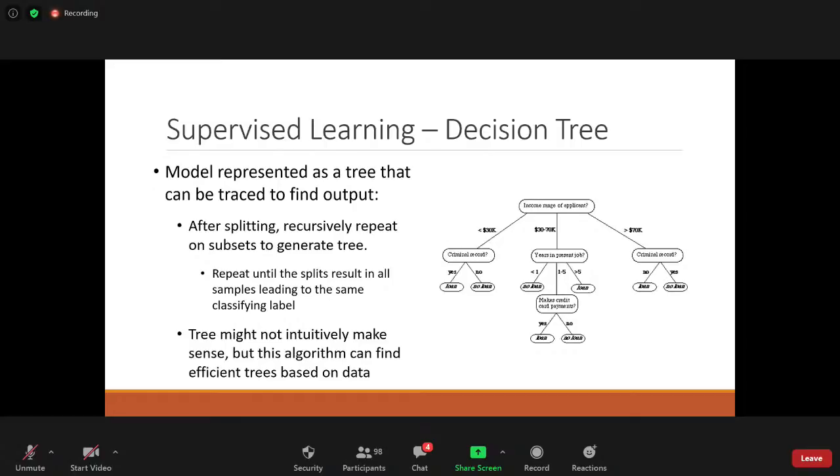So one thing to note here is that the tree may not intuitively always make sense. But the reason we use machine learning in this case is to find decisions that humans would not conventionally make, but still those decisions can be very useful in evaluating this data.